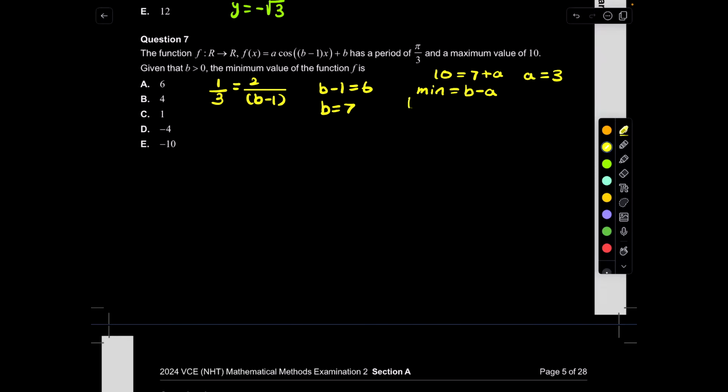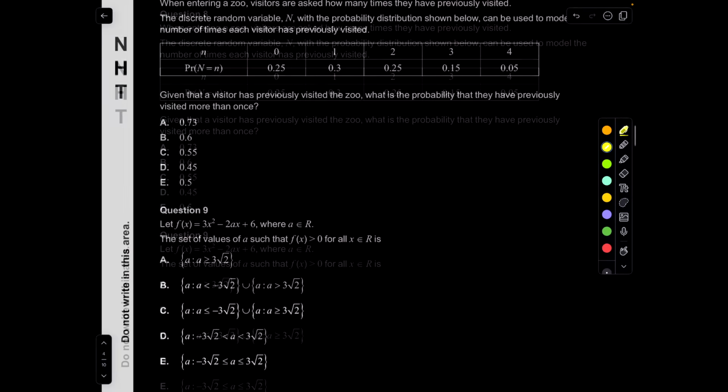So to find the minimum value of f, which is here, it's basically going to be equal to b, which is 7, minus a, which is 3, which gives me 4. So choose 7b. Beautiful. Question 8.